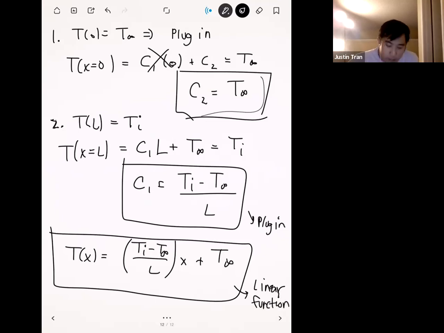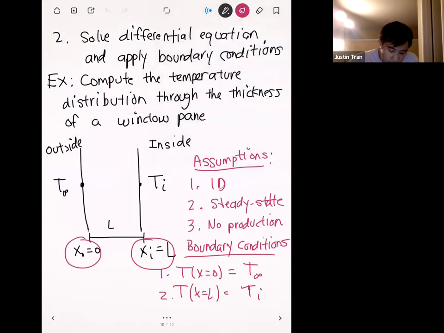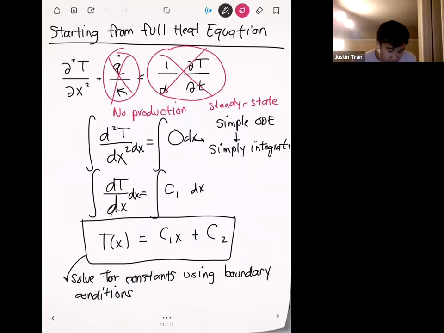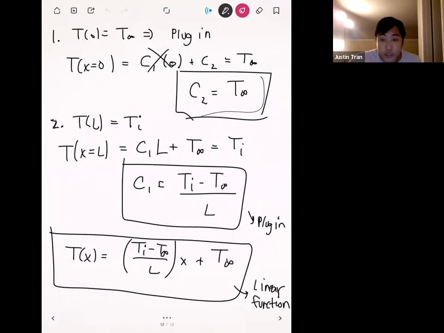If I were to draw this on the window pane, I'll come back to that in a second. This tells us that there's just going to be a linear difference between T infinity and Ti. So we have just a simple linear change in temperature, just like that. Any final questions on this before we wrap it up for the week?